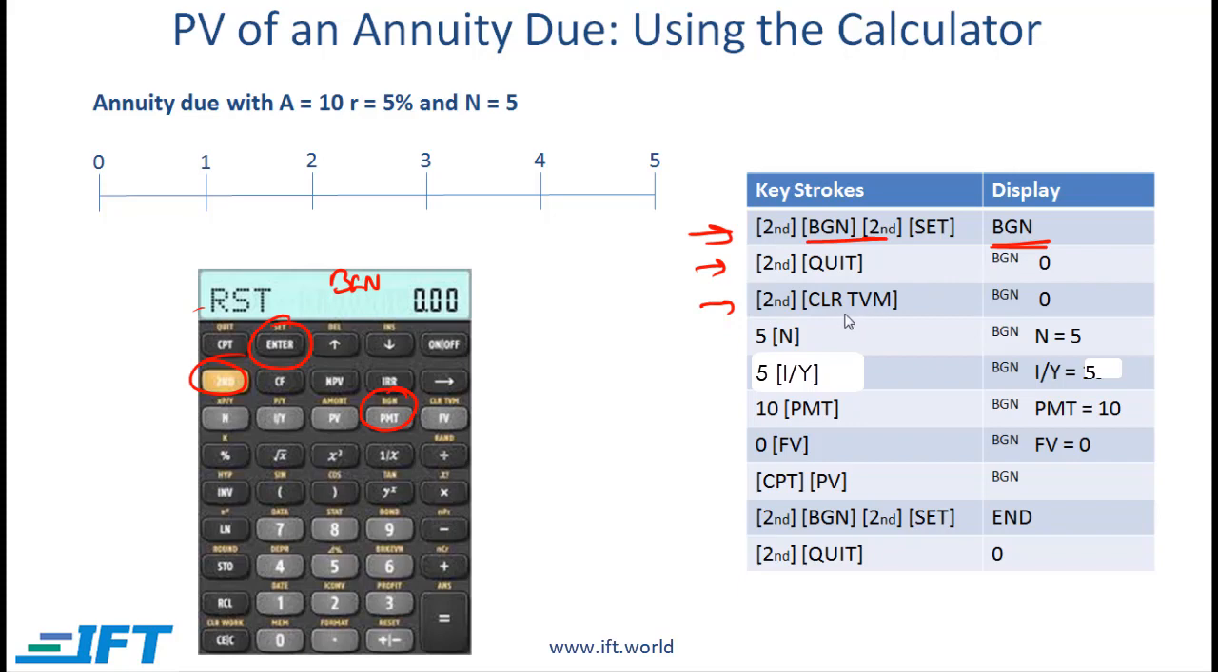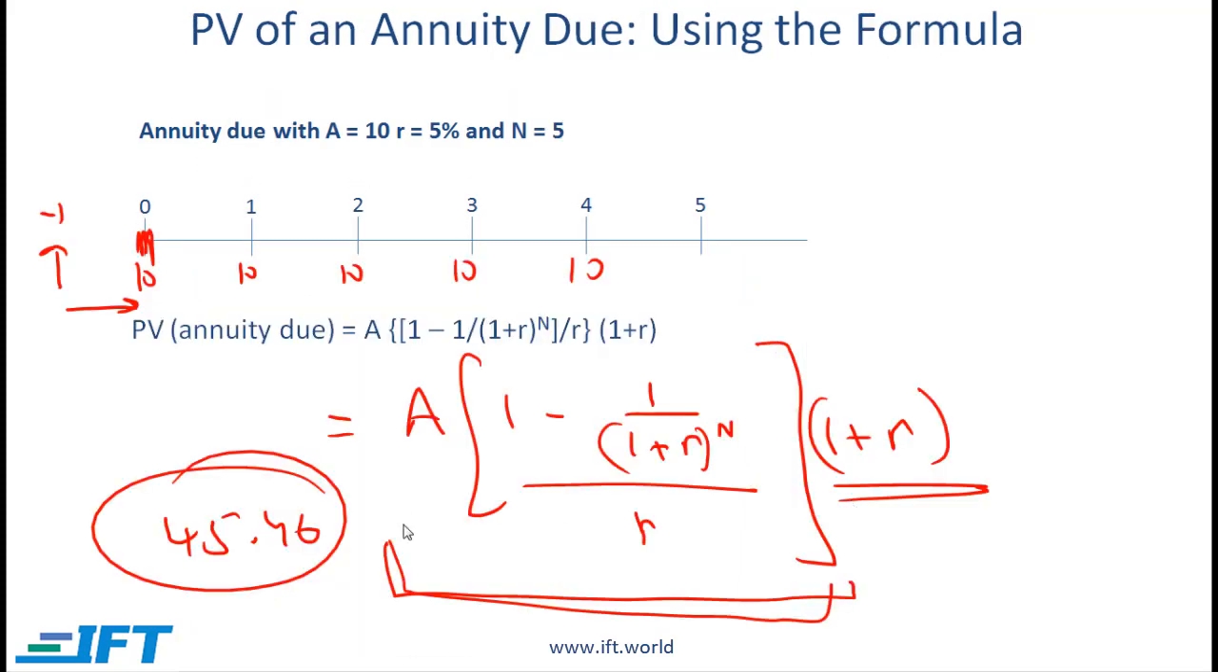Second quit, to simply put the calculator back into standard mode. You clear the time value of money, and then 5 N, so we are saying that we have 5 periods. The interest rate is 5, the payment is 10, future value is 0, and then you compute the present value. And what you should get here is 45.46, which is the same answer that you should have gotten on the previous calculation.